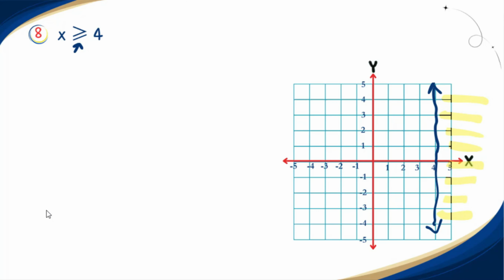If you want to use a test point, it's the same way. If you use, for example, this point, 1 and 2, you need to put x here. x here is 1. 1 more than or equal to 4. Is 1 more than or equal to 4? No. Then this point does not satisfy the inequality, so we shade the opposite region.